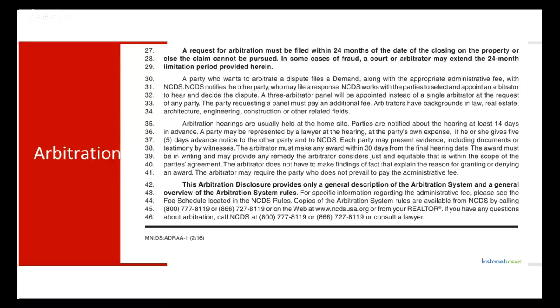The arbiter must make any award within 30 days of the final hearing date. The award must be in writing and may provide any remedy the arbiter considers just and equitable, that is within the scope of the party's agreement. The arbiter does not have to make findings of fact that explain the reason for granting or denying an award. The arbiter may require the party who does not prevail to pay the administrative fee. The arbitration disclosure provides only a general description of the arbitration system and a general overview of the arbitration system rules. If you have questions, call these numbers.